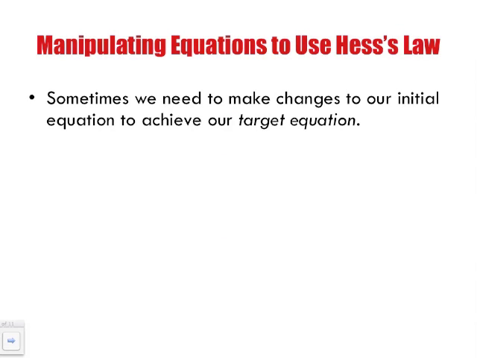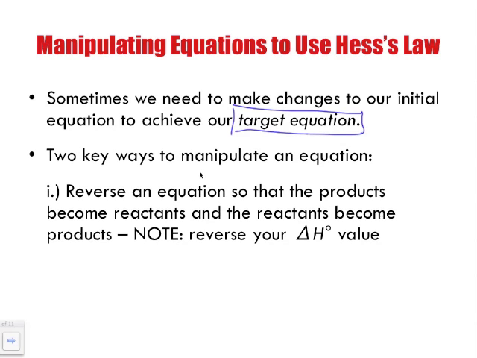Manipulating equations to use Hess's law. Now, sometimes the equations I've shown you are really simple. Everything worked out: you combine all your reactants, combine all your products. But sometimes we need to make changes to our initial equations, because we are trying to reach our target equation. Sometimes we might have to do one of two things. We might need to reverse an equation. Our target equation is going to have a reactant that is not found on any of the reactant sides, and it'll actually be found on the product side of one of the initial reactions. You'll understand what I mean.